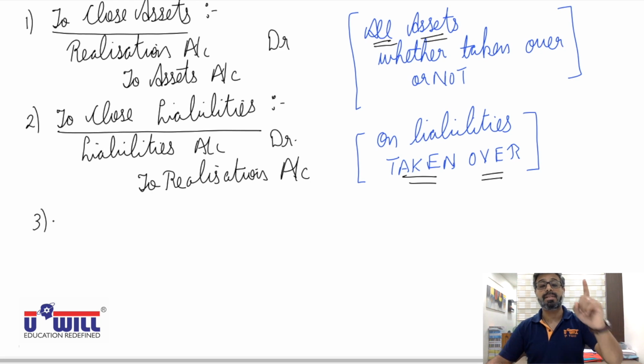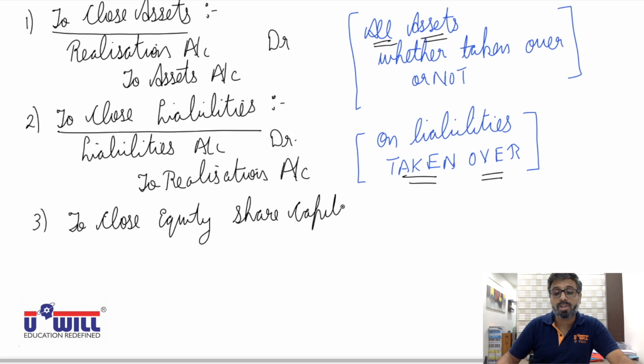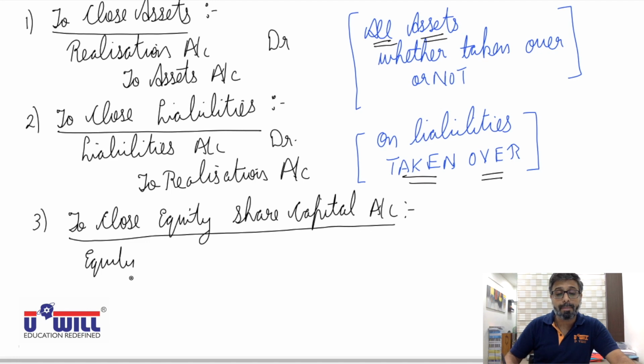I said assets, liabilities, equity share capital. So to close equity share capital, now equity share capital also has a credit balance. Okay, capital always has a credit balance. So to close it, we reverse and debit it. Means equity share capital account debit.